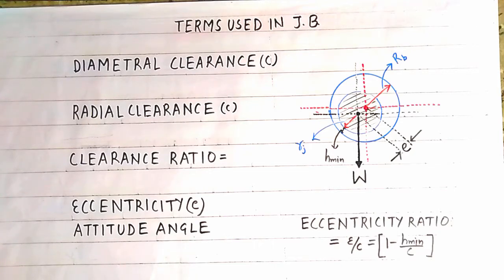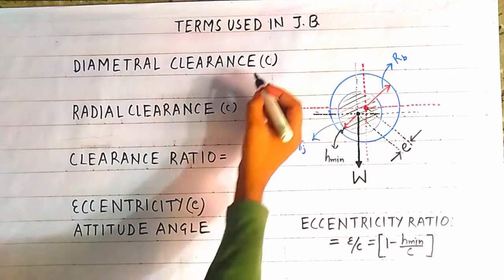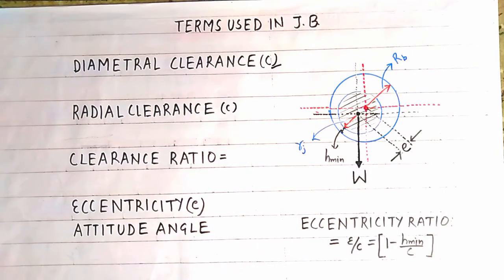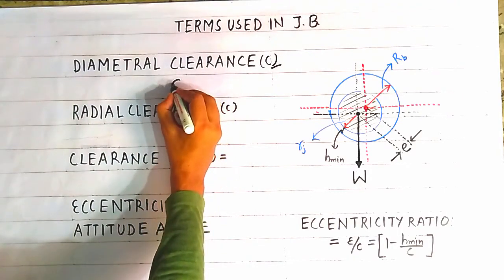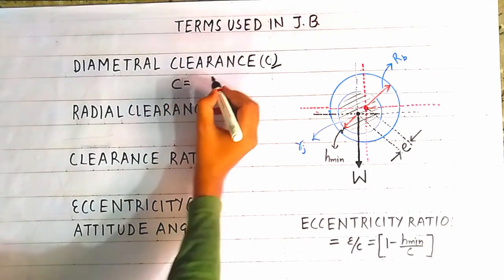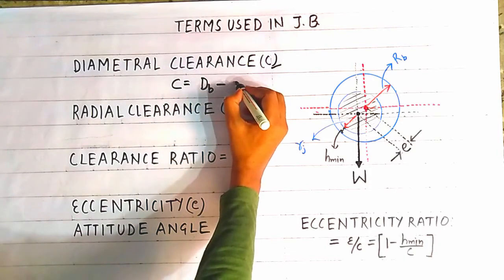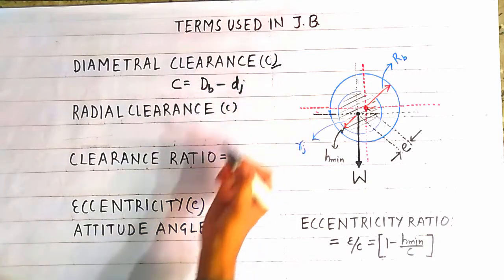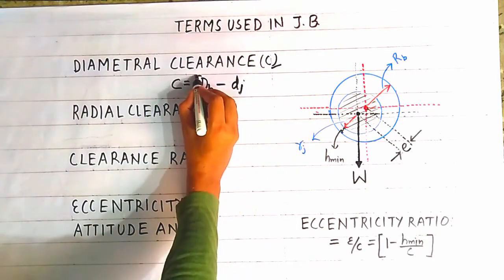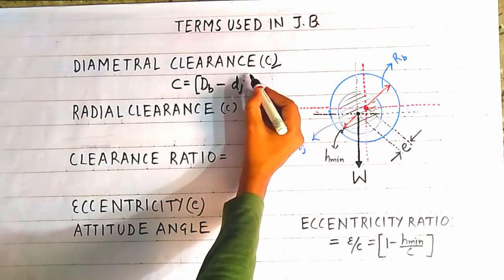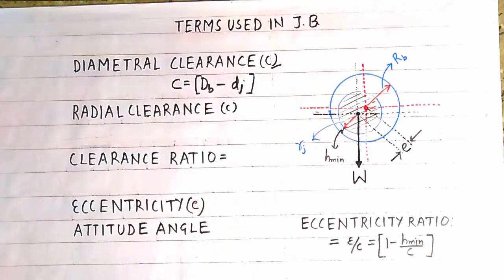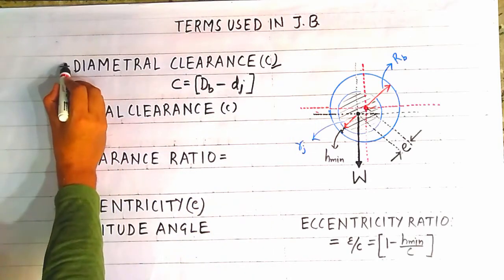The first thing is the diametral clearance, noted by capital C. It is equal to the diameter of the bearing minus the diameter of the journal. So it is equal to the difference of the diameter of the bearing and the diameter of the journal. So it is called the diametral clearance.